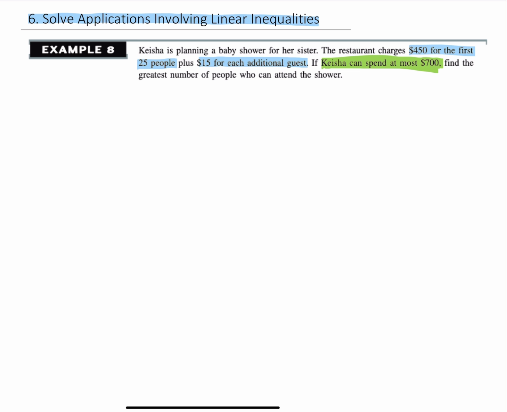So we're looking for some number of people in the end. The number of guests, total number of guests. Well, we know that there'll be at least 25 people, and then $15 for each additional guest. So let's let our variable, let x equal just the number of those additional guests. We need to find out how many extra guests we can have. This will be the number of additional guests.